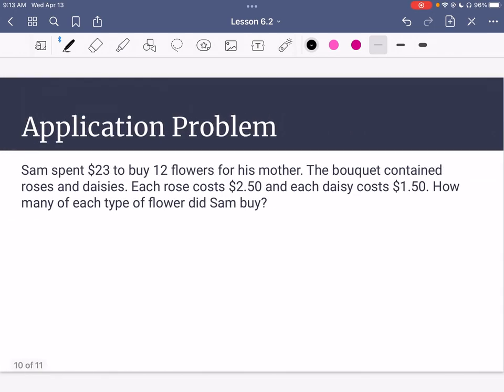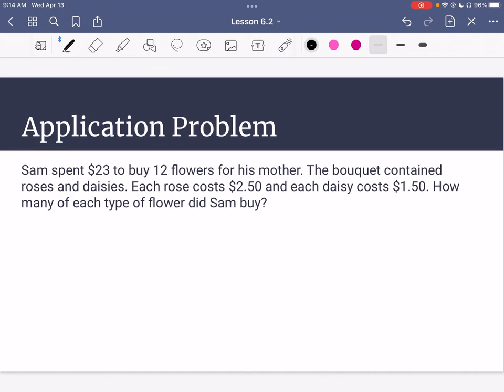Okay, last slide here, we are going to do an application problem because this is really where systems of equations come in most handy, when we're talking about real world problems. So Sam spent $23 to buy 12 flowers for his mom. Wow, Sam is a very kind son. Take notes, people. The bouquet contained roses and daisies. Each rose costs $2.50 and each daisy costs $1.50. How many of each type of flower did Sam buy?